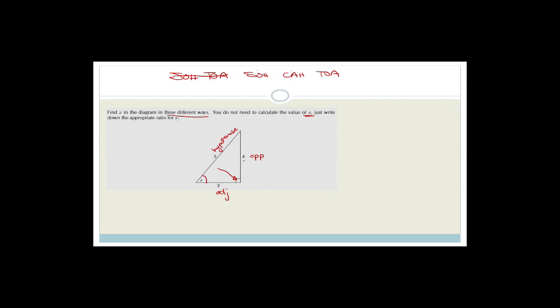Right, so now let's think about this. Sine of x is going to be the opposite over the hypotenuse. Opposite is 4 and hypotenuse is 5. So sine of x is equal to 4 over 5. Or we can say cos of x equals adjacent over hypotenuse. So that's going to be 3 over 5. And then we've got tan of x equal to opposite over adjacent: opposite 4 over adjacent, which is 3. So 4 over 3. That's really nice. You can see that you can use all three of the ratios to get your actual angle.